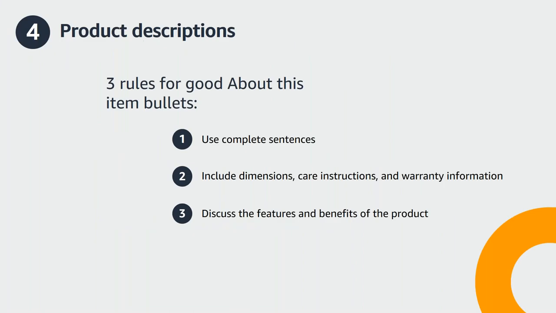The fourth key component of a product detail page is the product description. This is your 2,000-word opportunity to help the customer imagine owning the product. Describe major features like size and style in detail, or illustrate how the product is used. You'll want to follow three basic rules. Use complete sentences. You'll still want to be concise, but should use full sentences broken into short paragraphs. Include dimensions, care instructions, and warranty information. And discuss the features and benefits of the product, focusing on unique properties.